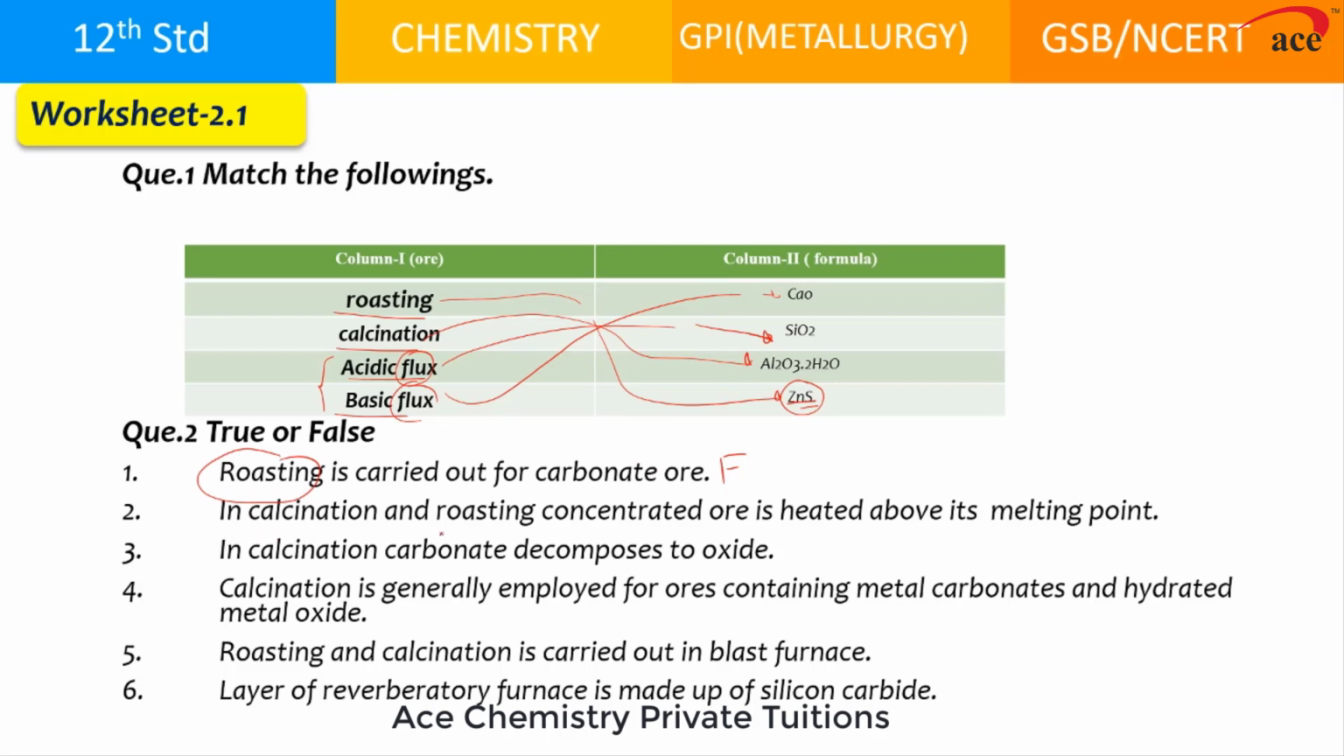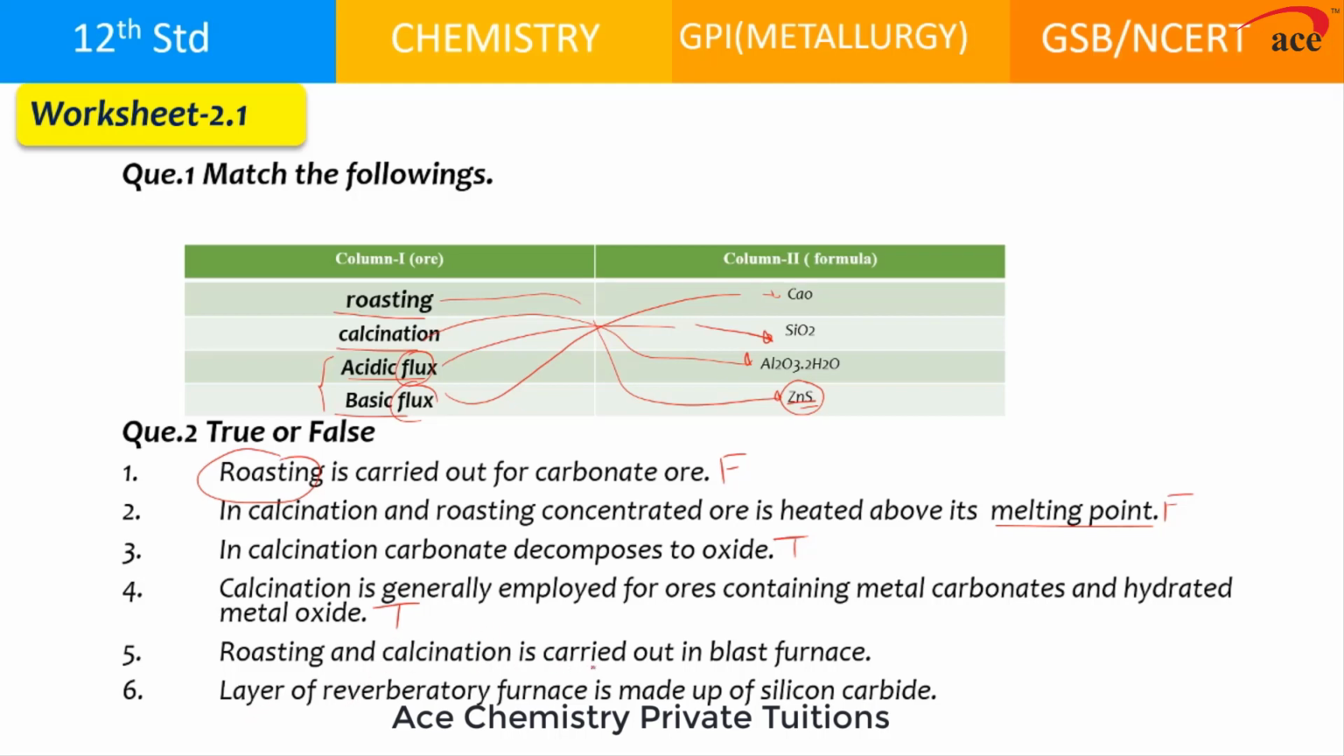Second, in calcination and roasting, concentrated ore is heated above its melting point. No, it's false. We cannot heat concentrated ore above its melting point because it will start burning, and we prevent burning of the substance. This can be achieved only by keeping the temperature below the melting point. Third, in calcination, carbonate decomposes to oxide. Yes, it is true. Calcination is generally employed for ores containing metal carbonates and hydrated metal oxide. Yes, this is the characteristic of calcination, and it is a true statement.